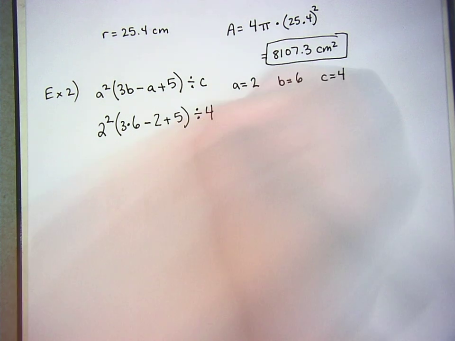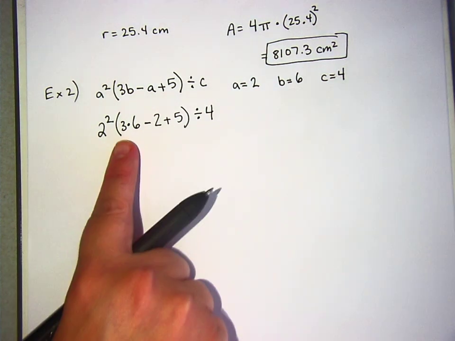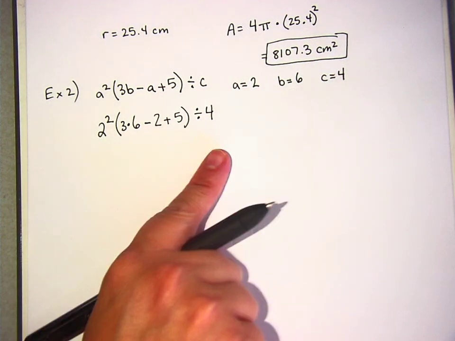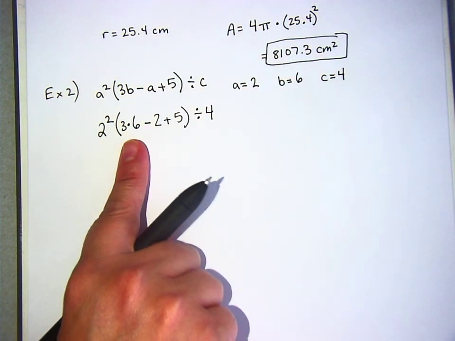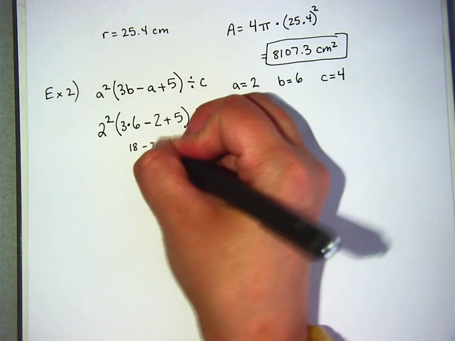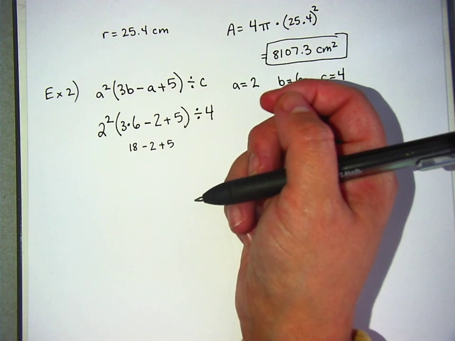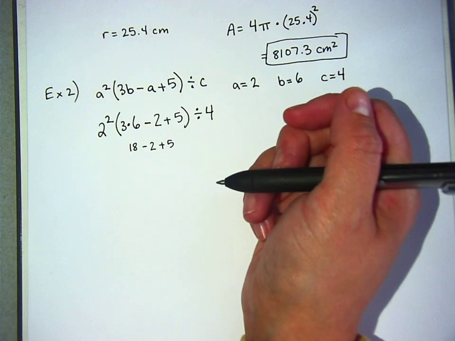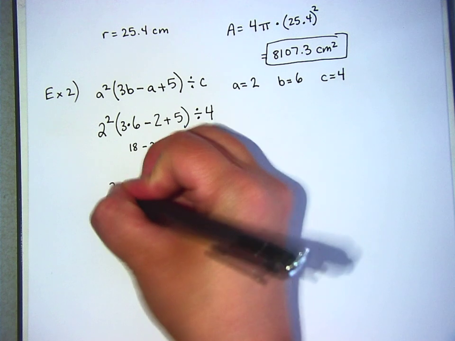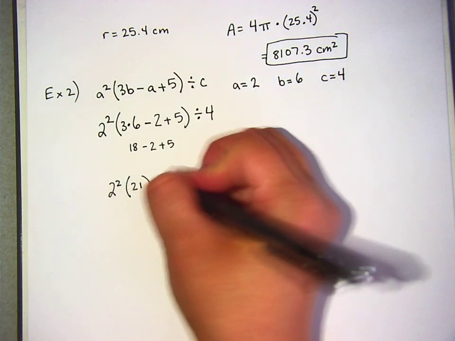4. All right. PEMDAS, what comes first? Parentheses. In the parentheses, what comes first? Multiplication. 3 times 6 is 18. This is 18 minus 2 plus 5. Can you do that in your head? What's 18 minus 2? 16 plus 5. 21. Everybody write. 2 squared times 21 divided by 4.